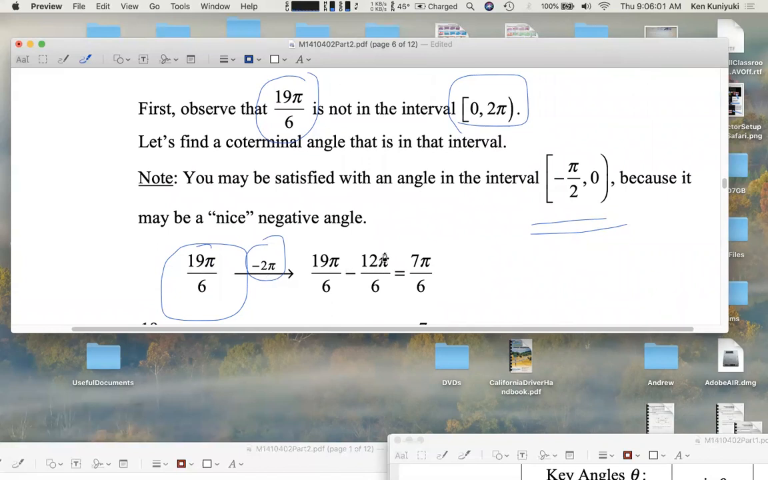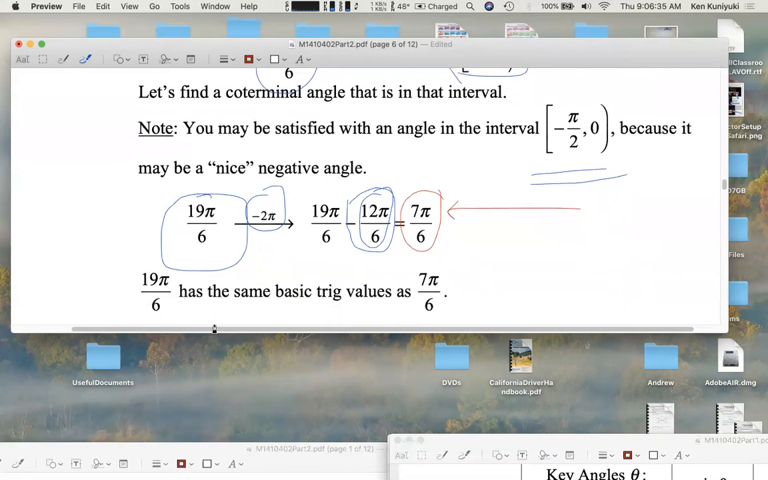Now, when we subtract 2 pi, what are we subtracting? 2 pi is 12 pi over 6. When you subtract 2 pi, you're subtracting 12 pi over 6. 19 pi over 6 minus 12 pi over 6 is 7 pi over 6. And 7 pi over 6 is a great coterminal angle. It will be in the same quadrant as 19 pi over 6 and have the same reference angle, and it's going to be between 0 and 2 pi.